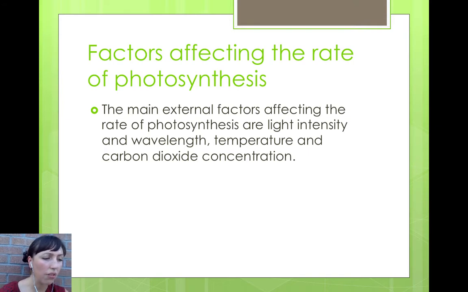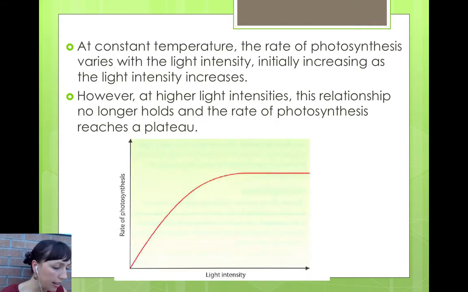Okay, so the main external factors affecting the rate of photosynthesis are going to be light intensity and wavelength, temperature, and carbon dioxide concentration. So at constant temperature, the rate of photosynthesis varies with the light intensity. It will initially increase as the light intensity increases, but at higher light intensities, this relationship no longer holds, and the rate of photosynthesis will reach a plateau.